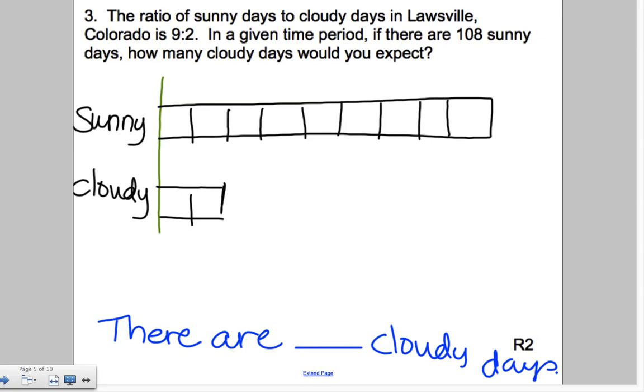So in a given time period, if there's 108 sunny days, how many cloudy days are there? So what are we trying to find? All right, so we're going to put our question mark right here, because that's what we're trying to find. 108, what does that represent? 108 what, Nick? Sunny days. So this bar right here represents how many days? Sunny days.